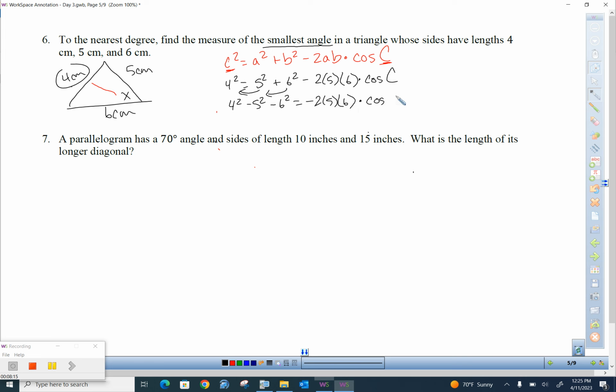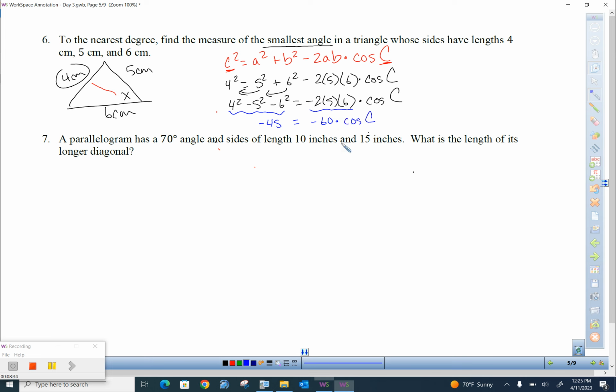Okay. From this point, this is something that you can toss in your calculator, this side and this side. Okay, so that's our next step, is just simplify those. Okay, so from here, this is negative 45, and this is negative 60, times our cosine C.